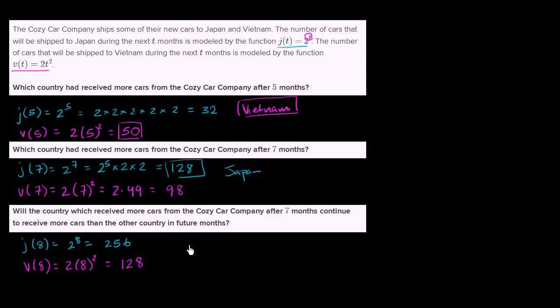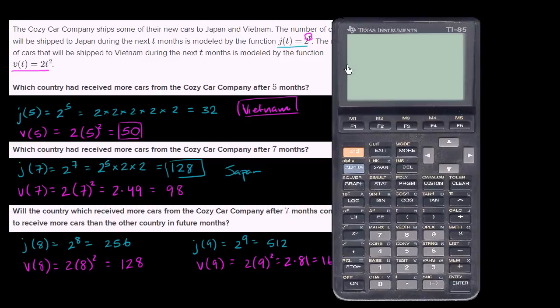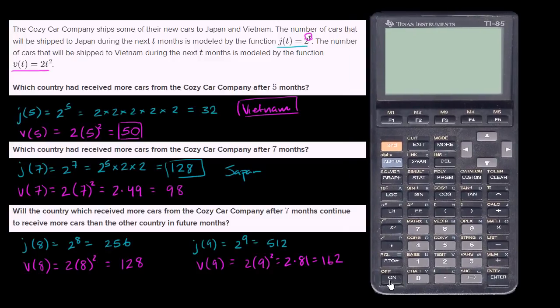You could go to j of 9. J of 9 is 2 to the 9th power, which is going to be 256 times 2, or 512 cars, while v of 9 is going to be 2 times 9 squared, which is 2 times 81, which is 162. So now it's way more than double, actually more than triple. So you see that once you get past those initial few months, the exponential function is increasing at a much, much, much faster rate. And we can actually visualize it. Let's actually get out a graphing calculator to visualize these two things to see how that is happening.